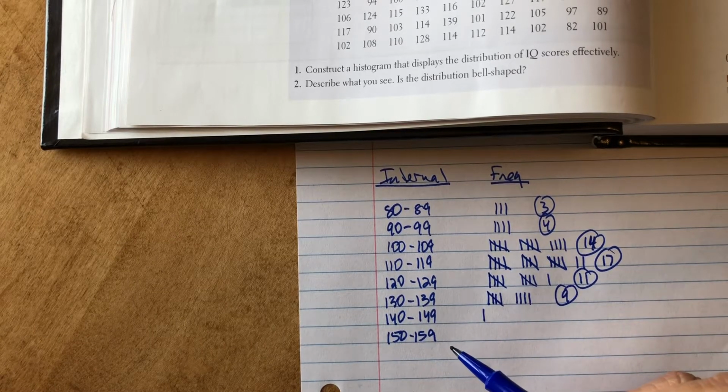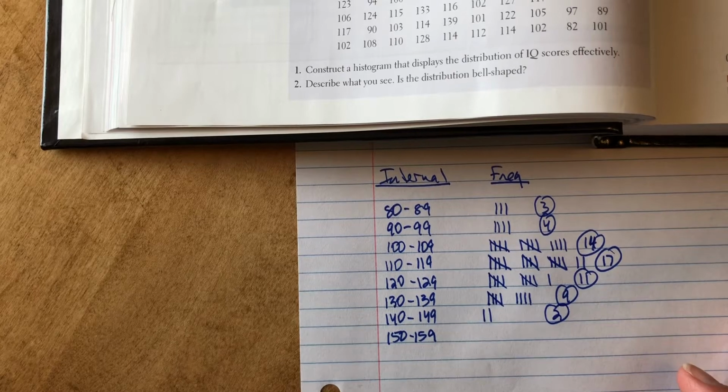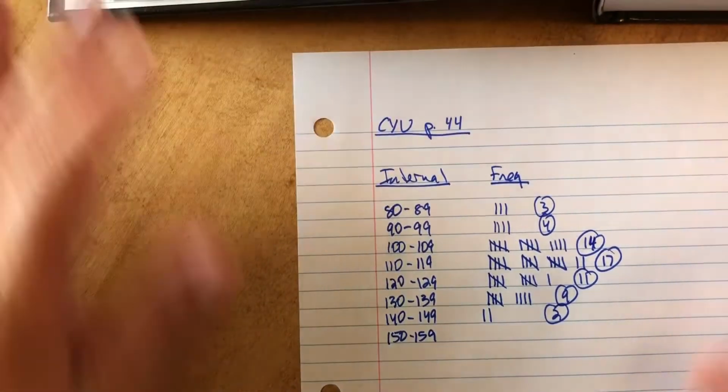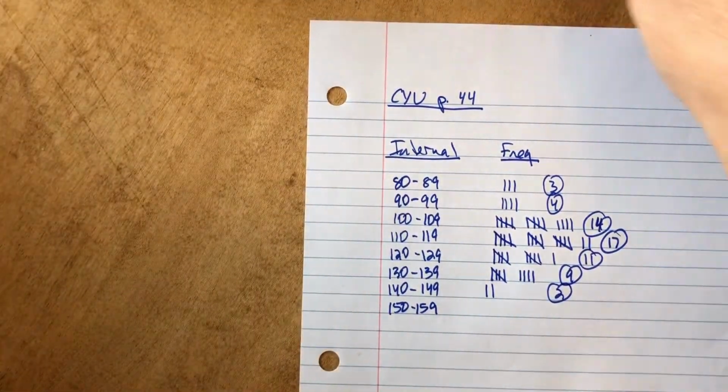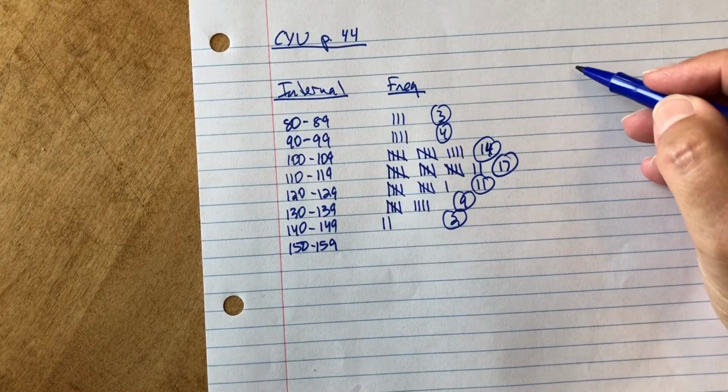And then 140 to 149, there should have been 2 IQ scores. And then above 150, we didn't have anything, so I don't really need that. Okay, so these are the frequencies I'm going to graph against my intervals. Okay, move my book, sorry. I can create my graph over here.